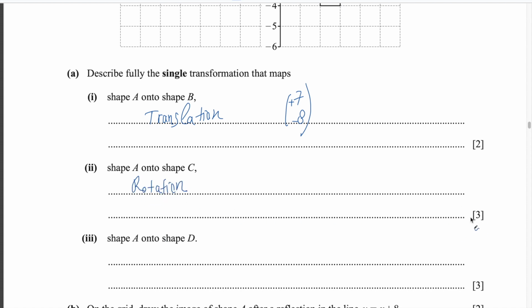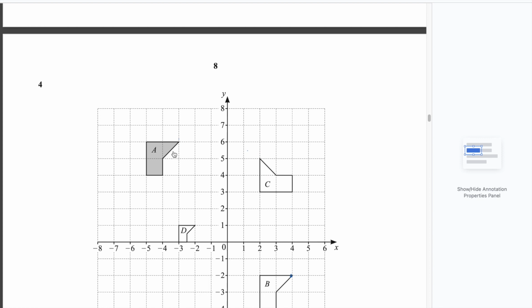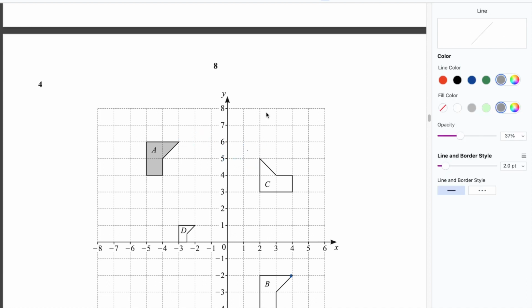Rotation. To get 3 marks, 2 more points must be mentioned. A name has been correctly mentioned, so you need to find the center of rotation and the angle of rotation. In order to find the center of rotation, you join one point and its corresponding image point, and another point and its image.